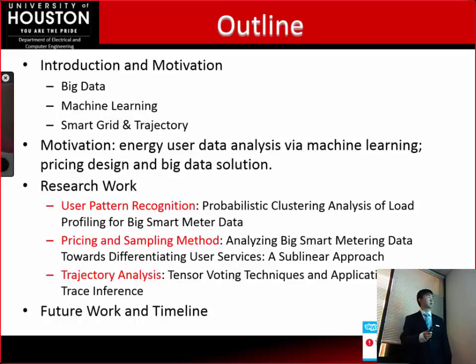There are three parts to my research work. First one is regarding user pattern recognition. For this part, we will propose the work of probabilistic clustering analysis of load profiling for big smart meter data. The second one is regarding the pricing and sampling method. We will analyze the big smart data towards differentiating user services, and we will use a sublinear approach to facilitate the computation. And for the third part, we will perform the trajectory analysis. We will propose the tensor voting framework and discuss its application in mobile trace inference. And I will discuss some future work and timeline at the end.